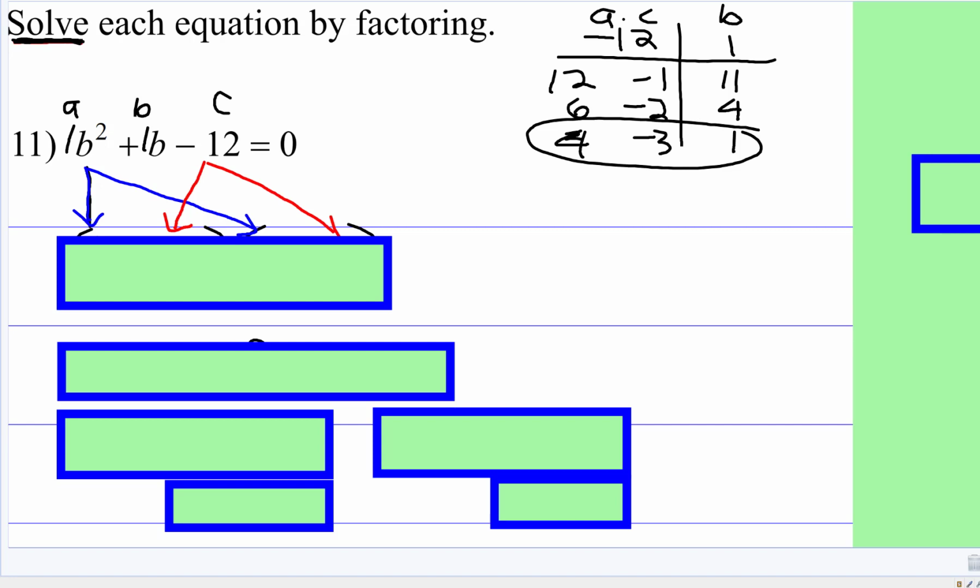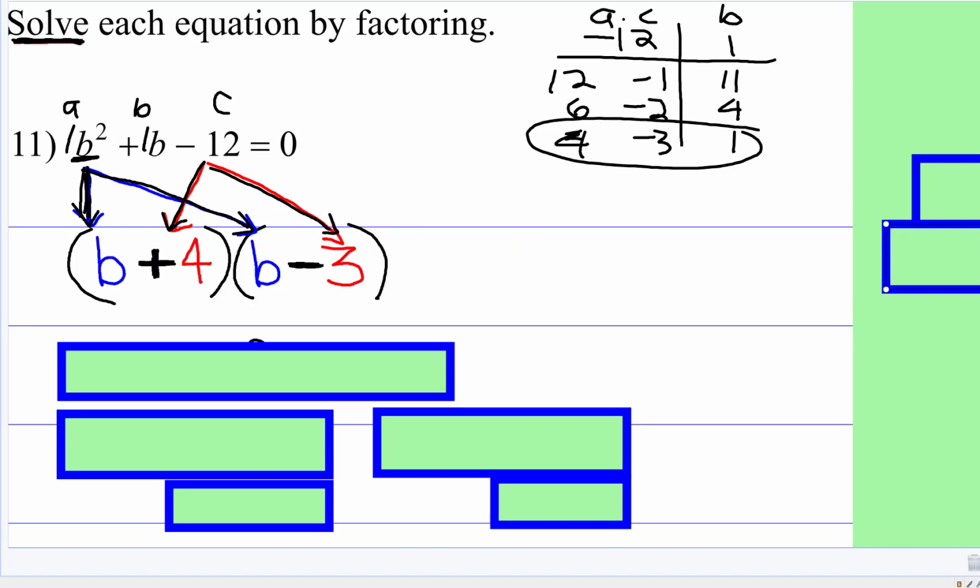Another way to visually look at it when you factor these: the lead term will be factored into 2 sets of parentheses, and then the third term, negative 12, will be factored into those 2 sets of parentheses. And then look at what we have. B times B is B squared, and then factors of negative 12 that add up to positive 1. We already determined 4 and negative 3.